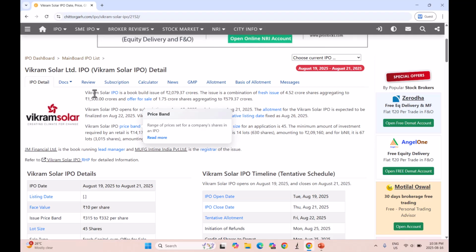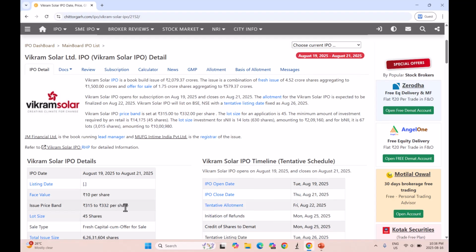If you see, this Bikram Solar IPO is a book build issue. Book build issue means there is a price range in which the share will be traded. You can check here that the issue price band is rupees 315 to 332 per share. So remember, for applying to an IPO, always bid at the higher price level. Don't consider the lower price level.